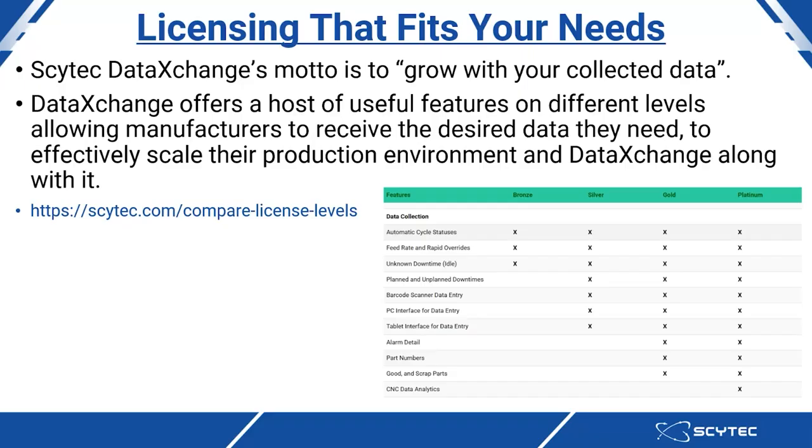So going back to our grow with your collected data motto, at Scytec, we actually advocate for people to start off on the bronze licensing level as opposed to one of the higher gold or platinum licensing levels, to mainly just get this implemented into your daily routine. So on the bronze level, you're basically collecting automatic cycle statuses, feed rate and rapid overrides, as well as unknown downtime, telling you if your machine is running or not running.